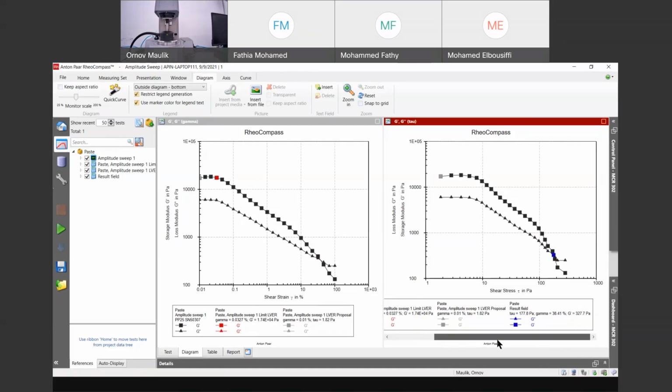Now, you can also see a flow point over here. The flow point is 77.8 Pascal, meaning after this much stress, your material would start flowing.